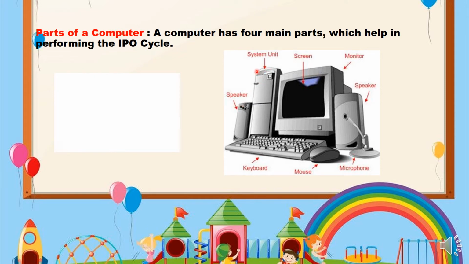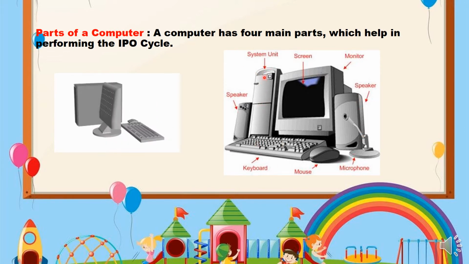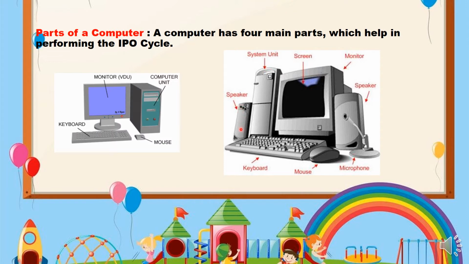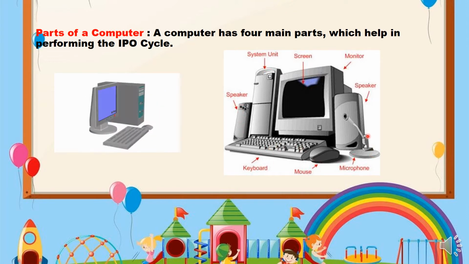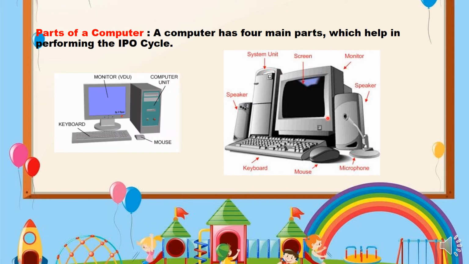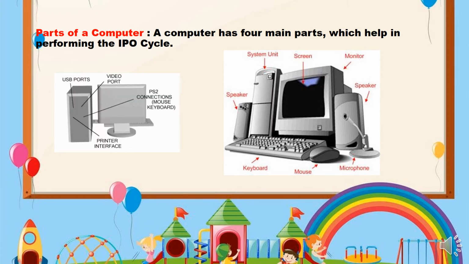Let us see the picture of a desktop computer. CPU is also known as CPU cabinet or system unit. It has a speaker, keyboard, mouse, microphone, speaker and a monitor. This is known as screen. It looks like a TV screen, is it not? Yes.